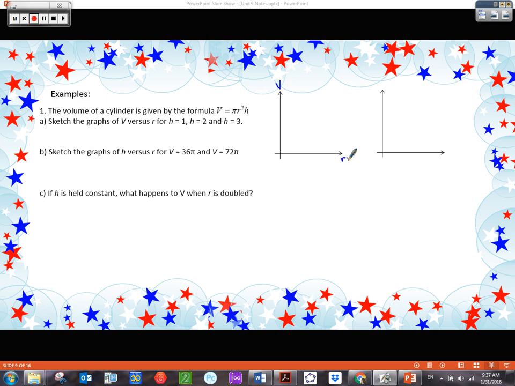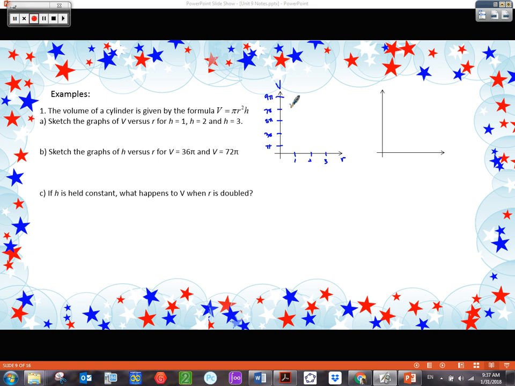Volume versus radius. So this is going to be volume, this is going to be radius. And we're going to hold the height constant. Okay, so I'm going to go ahead and put the scale on here. We need to go to 3 for R, and then our volume scale, we need to go up to 9 pi. So I'm going to go in the middle between pi and 9 pi and put 5 pi, and then go in the middle of each of those and put 3 pi and 7 pi. Okay, so that's the scale that we're going to use when graphing our volume versus radius.